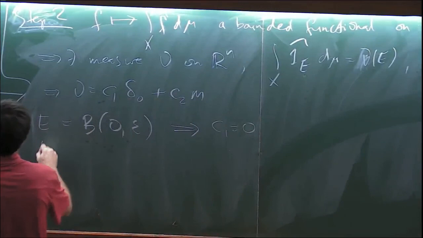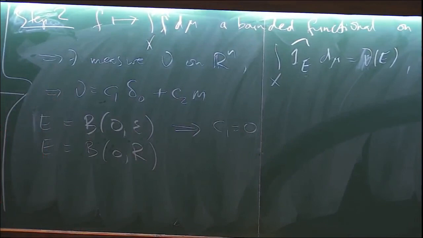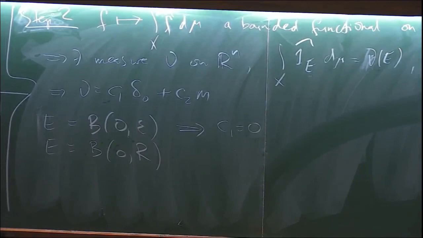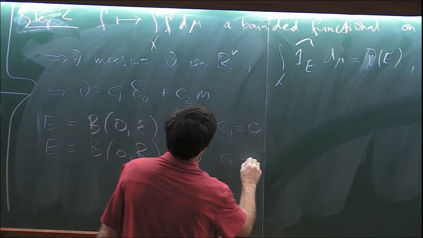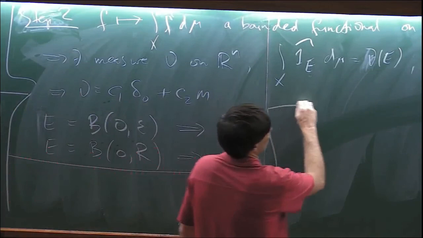And now you take E to be a ball of huge radius. What happens if you count the lattice points in this ball? It should be the volume of the ball for most of the lattices. Of course, not for all of them. There is some boundary effect, but if R is very big, the boundary effect will disappear. So the conclusion is that C2 is one. That's the end of the proof of Siegel's formula.